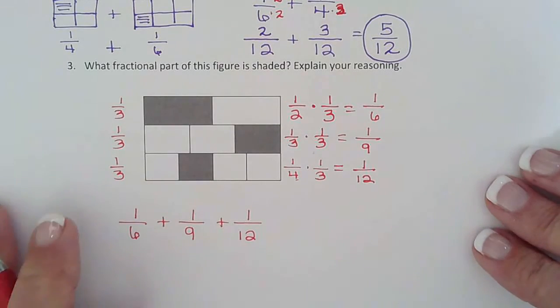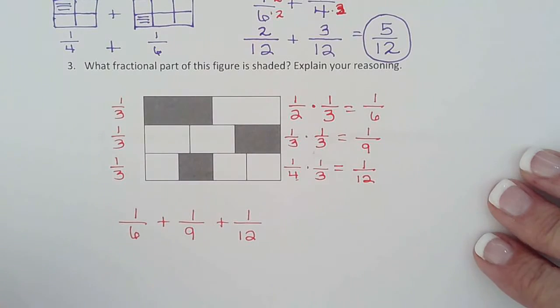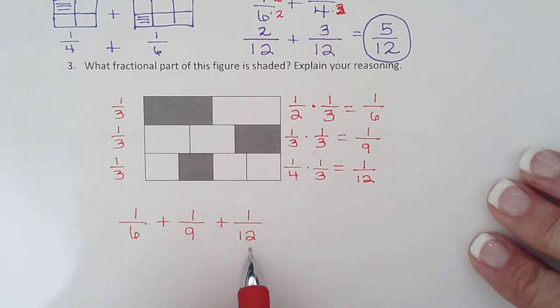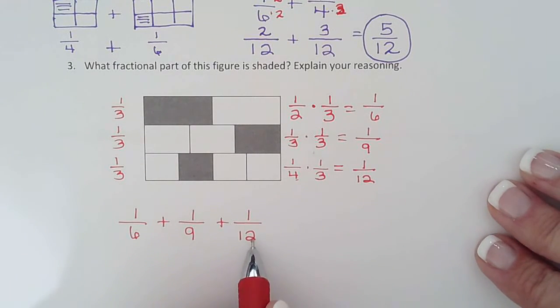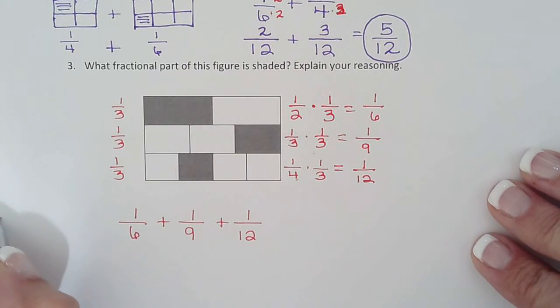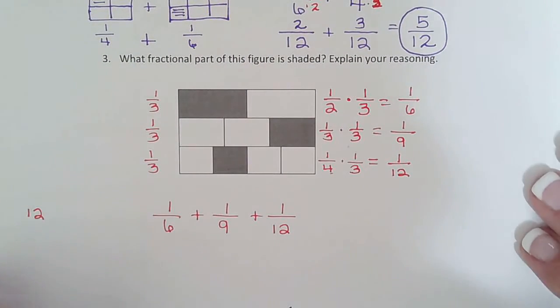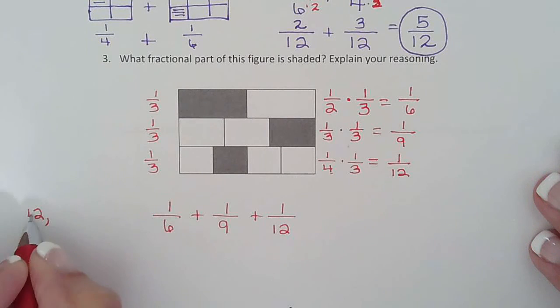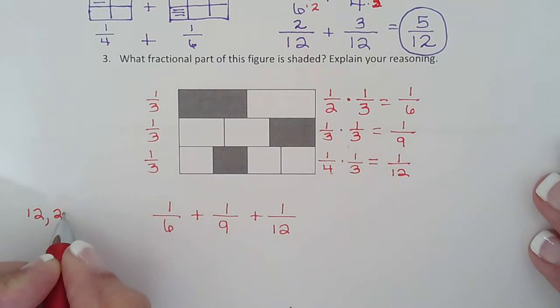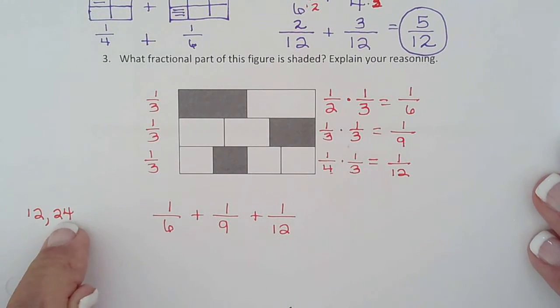So let's do that little trick I showed you up there where you list the largest number. So find the largest denominator, which is 12, and start doing multiples. Does 6 go into 12? Yes. Does 9 go into 12? No. So that was 12 times 1. So let's do 12 times 2, 24. Does 6 go into 24? Yes. Does 9 go into 24? No. So then let's do 12 times 3.